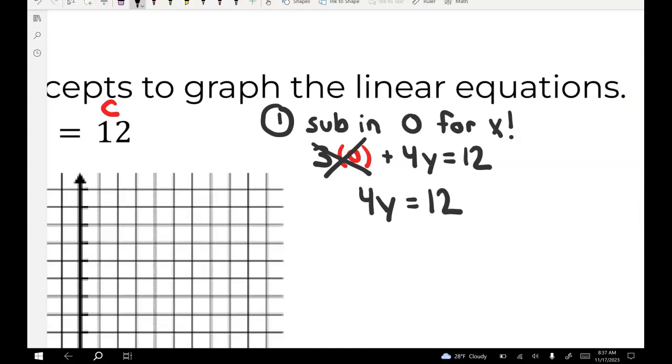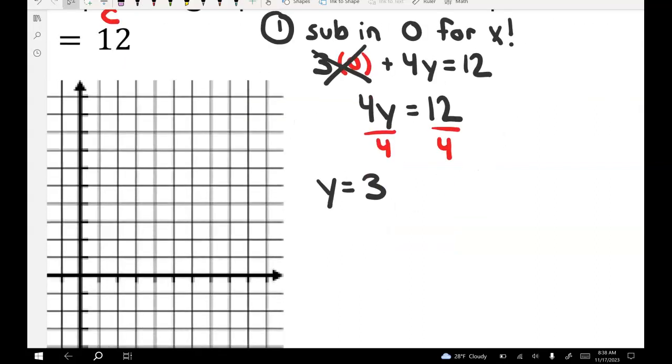And we know whenever we have a letter with a number, to get the letter by itself, we got to divide by that number on both sides. So this will be y is equal to 3. So what this is saying is that when we have an input of 0, we get an output of 3. So we can write this as a point. We could say (0, 3). And we can also graph that as well.